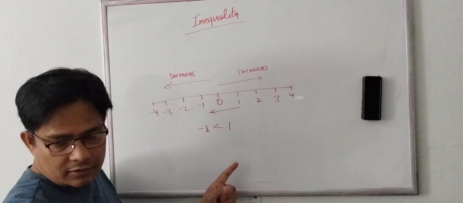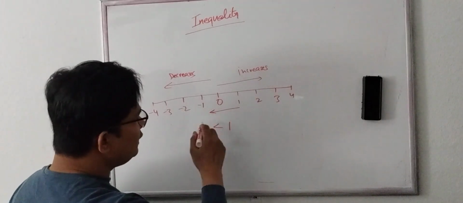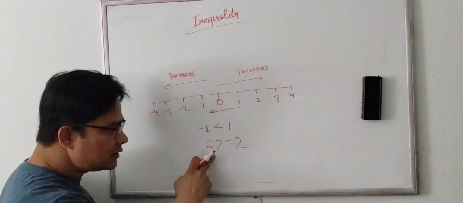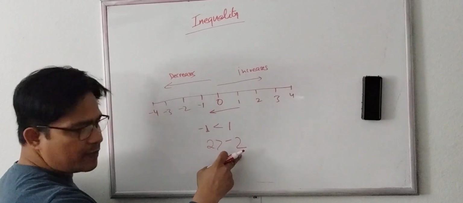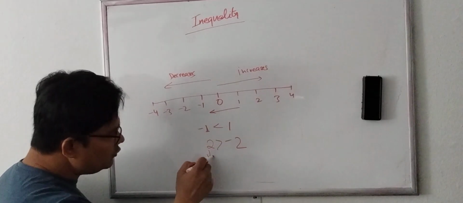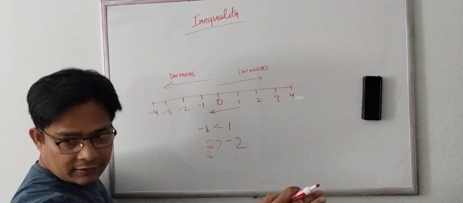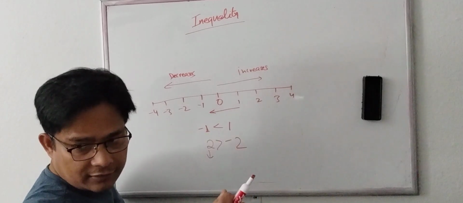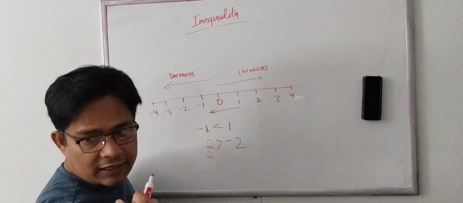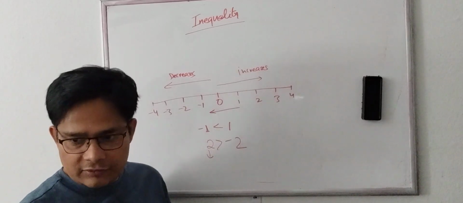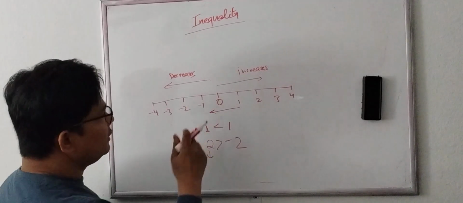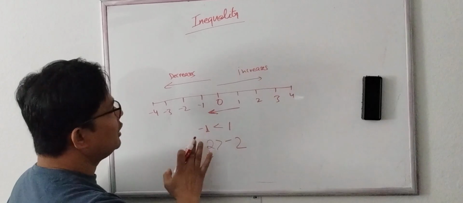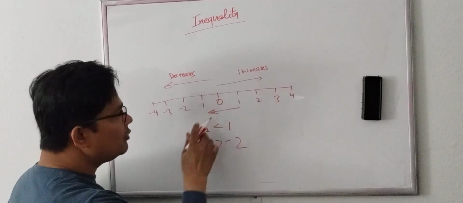Now if something is greater than, let's say 2 is greater than -2, it means that something, here 2, will always be on the right side. The basic concept of the number line: as you go to the right side, the value increases. As you go to the left side, the value decreases. So if you represent the inequality on the number line, that's what you have to do. Check the position of the number where it lies.